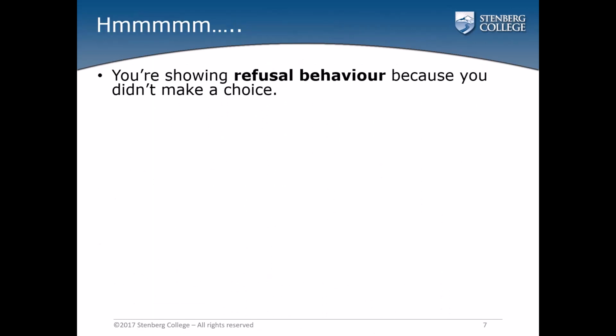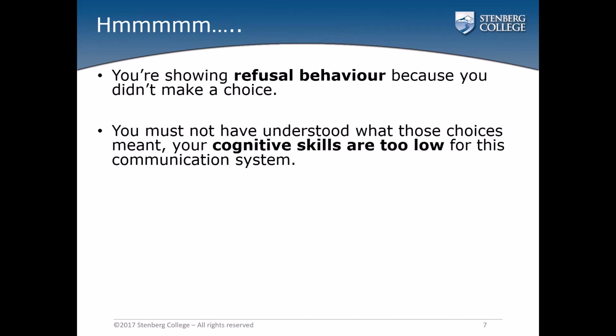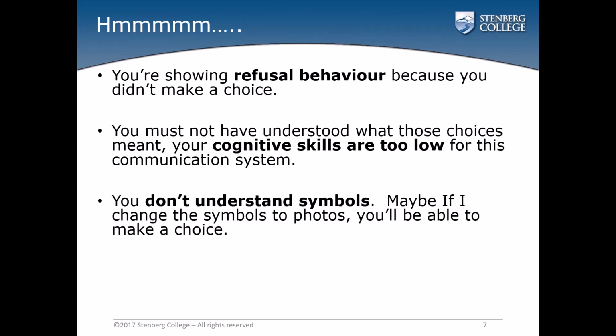You're showing refusal behavior because you didn't make a choice. You must not have understood what those choices meant. Your cognitive skills are too low for this communication system. Maybe you didn't understand the symbols. If I change the symbols to photos, maybe you'll be able to make a choice. We hear this from teams often.